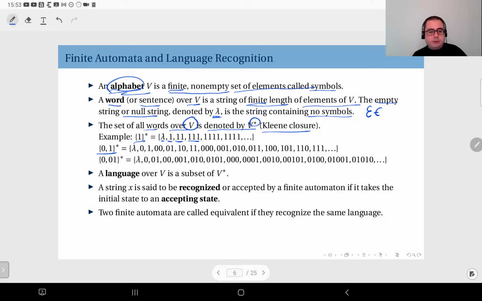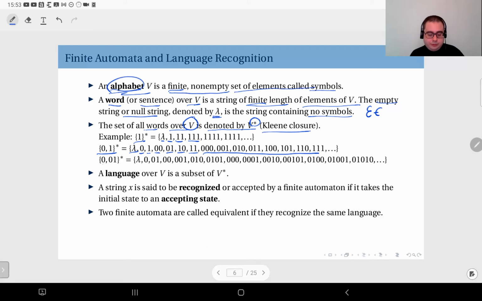Or this one, for instance, the Kleene closure of {0, 1}. You have the empty string, you have 0 and 1, the singletons, and 00, 01, 10, 11, the strings of length 2, and then you have the strings of length 3. And then you'll have the strings of length 4 and so forth.